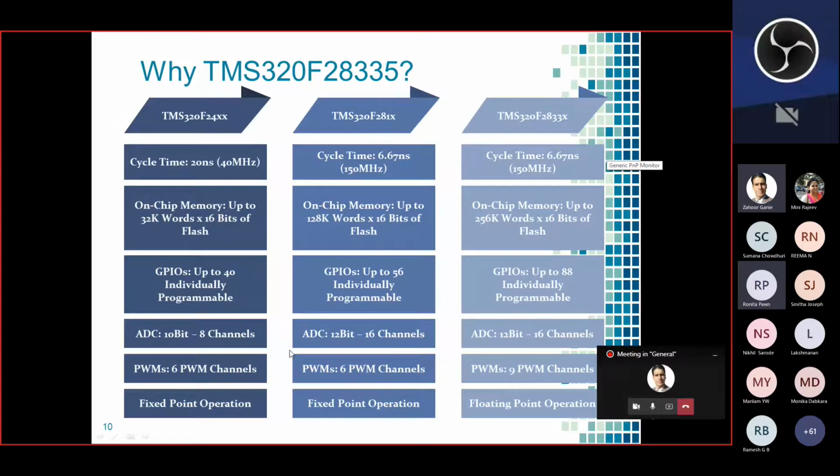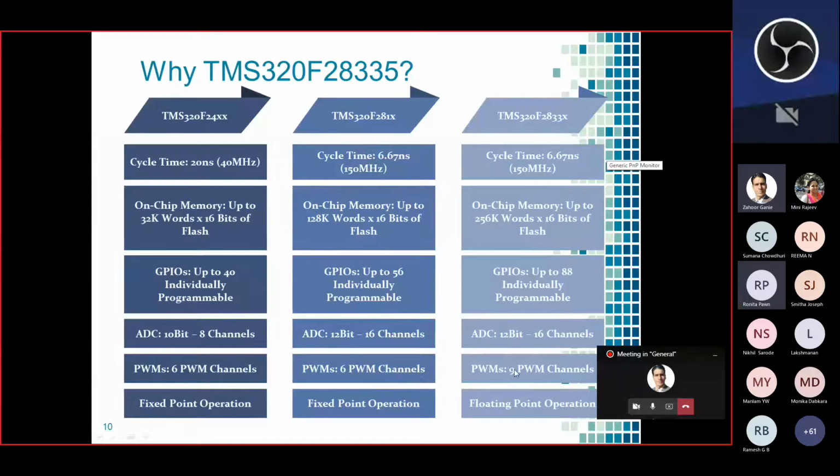Yeah, the most important, coming to PWM channels, here you have 6 PWM channels only. Here also you have 6 PWM channels. As we have discussed earlier, for a 3-phase system it is sufficient. 2812 is sufficient for a 3-phase system, which can have 6 PWM channels. So independently you can generate 6 PWMs.